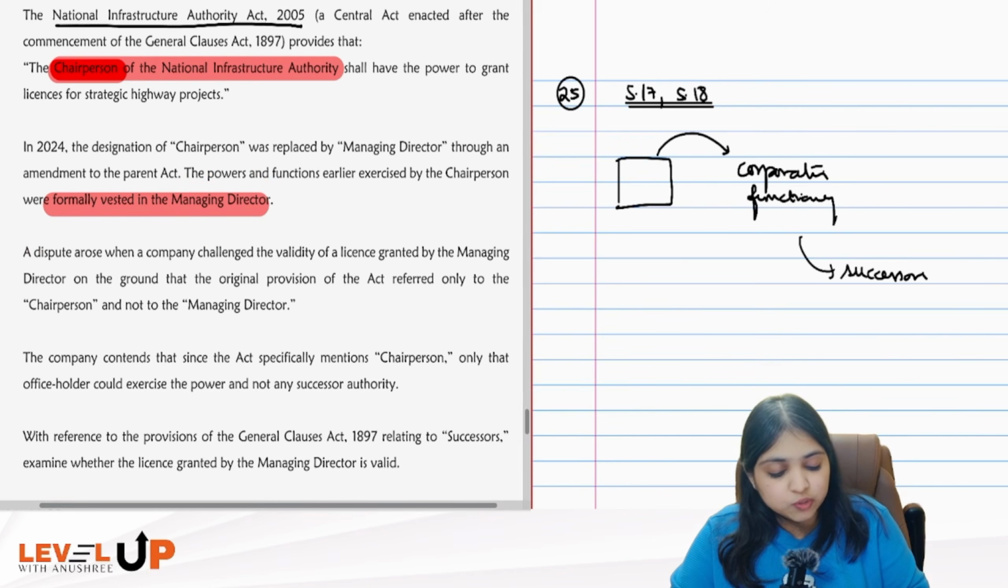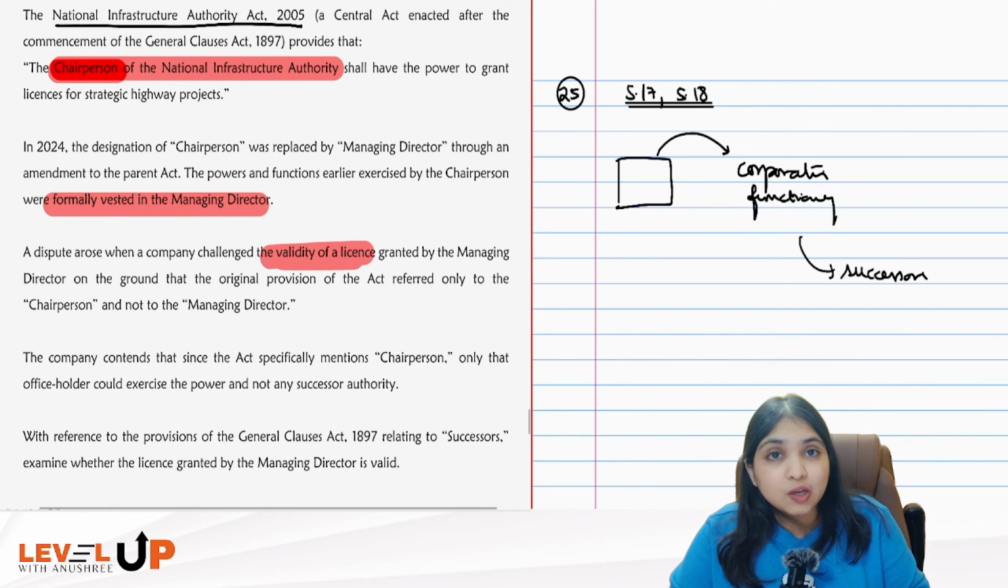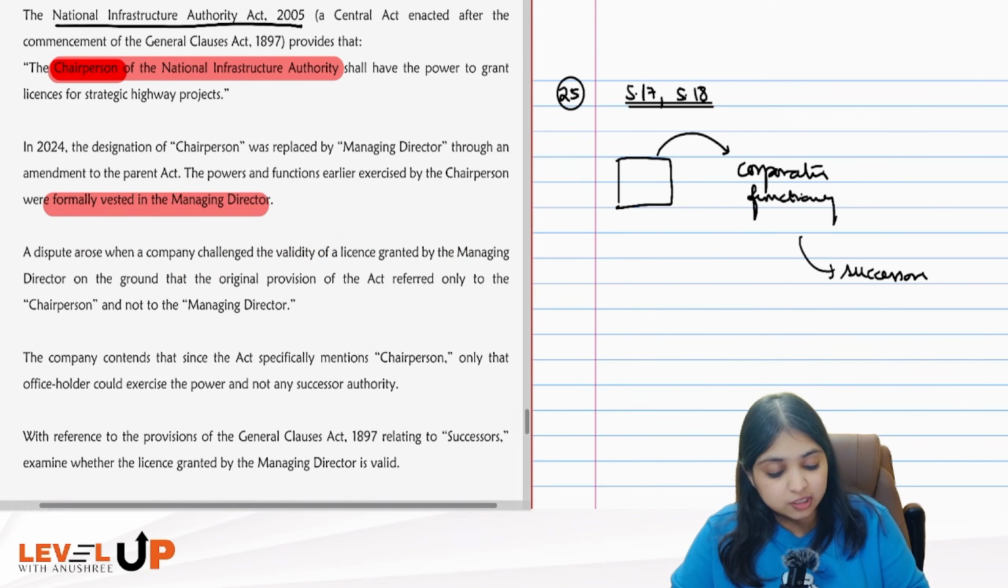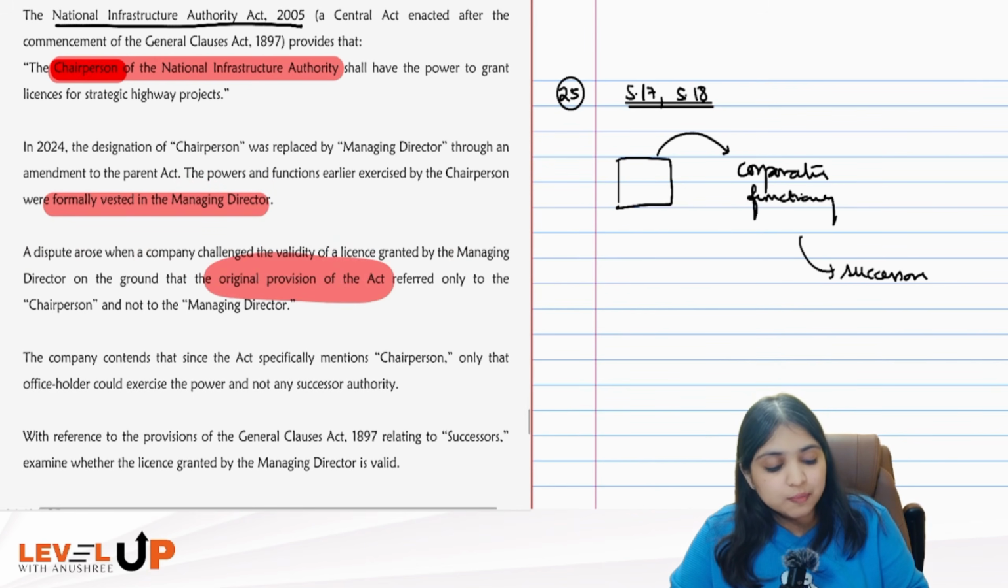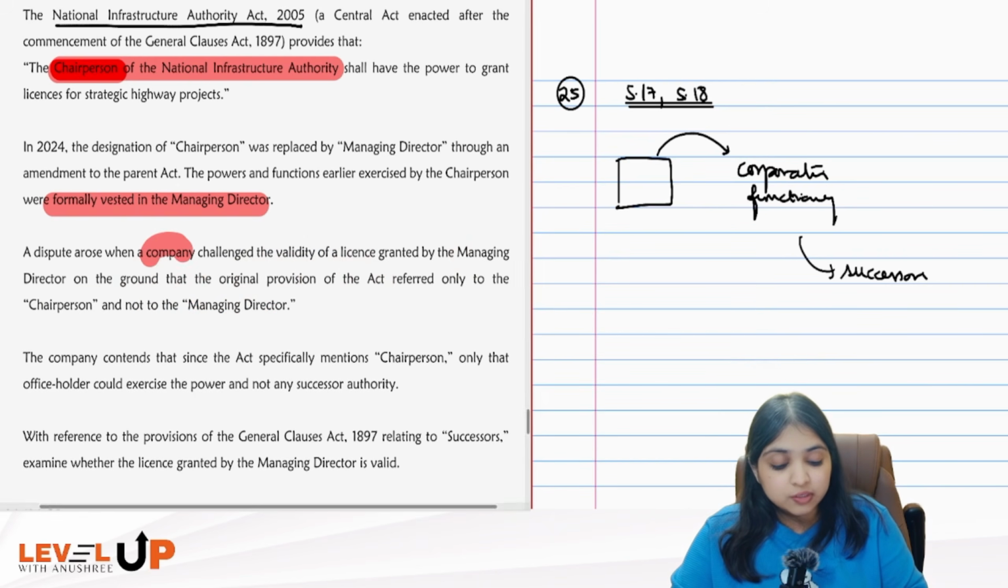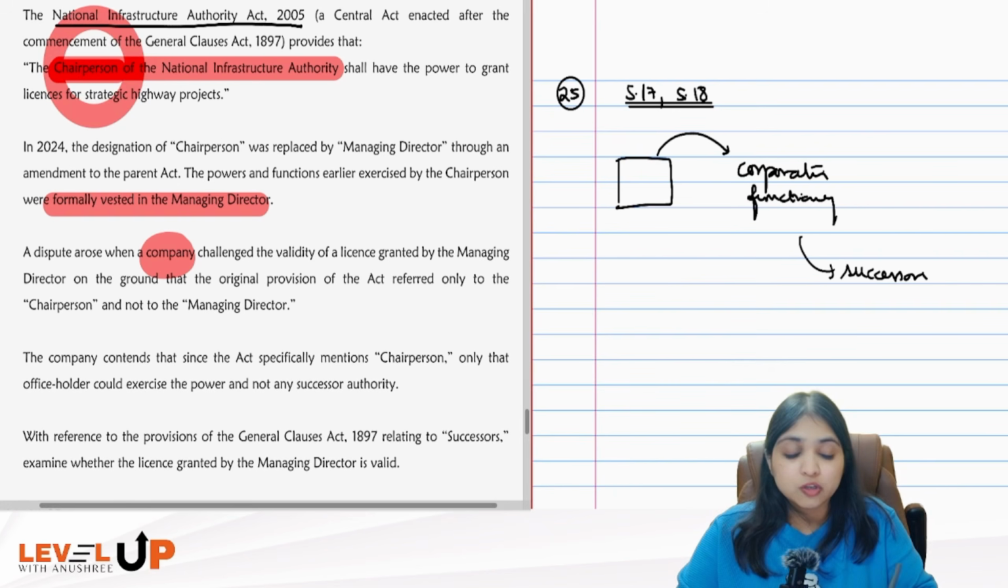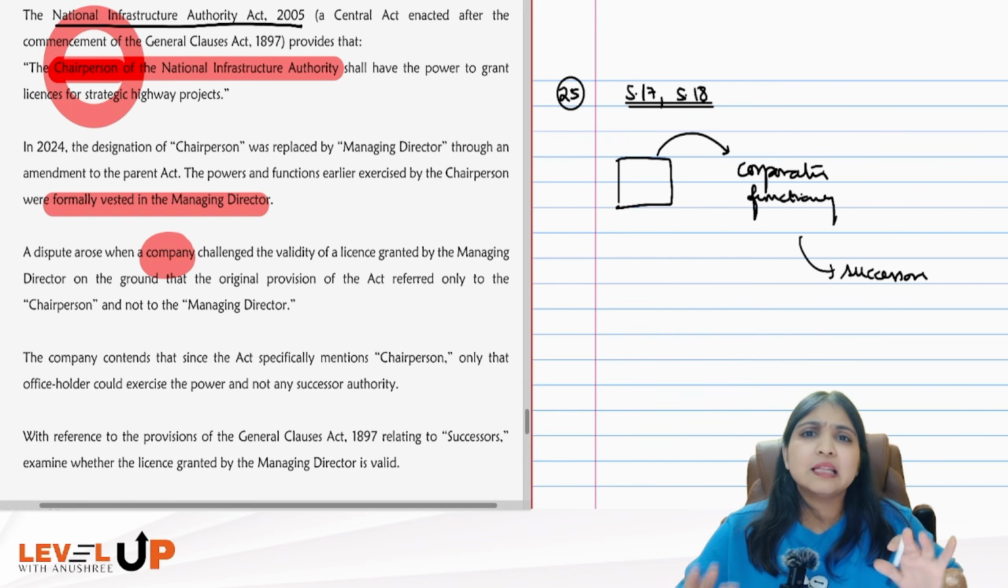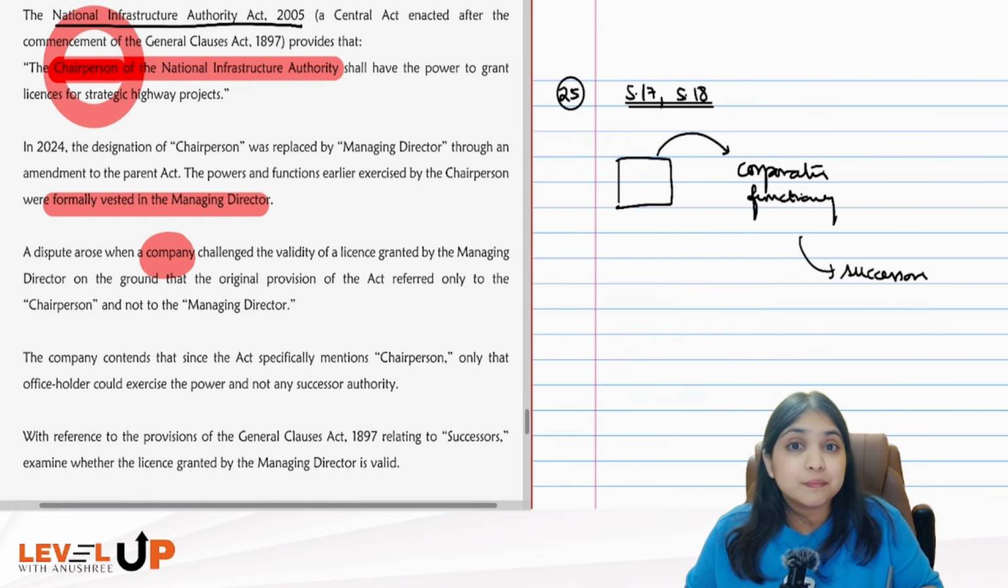A dispute arose when a company challenged the validity of the license granted by the managing director on the ground that the original provision of the act referred only to the chairperson and not to the managing director. So this company is saying that in the original act, the powers are given to the chairperson and not to the managing director. Therefore, if the managing director gives a license, that license will be invalid. Like that, this company is challenging.